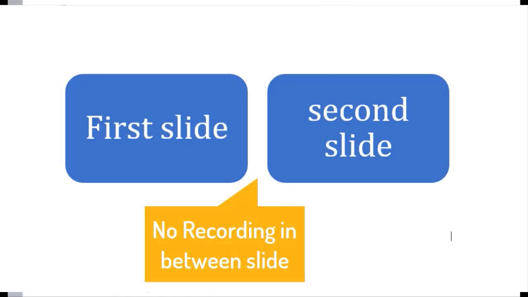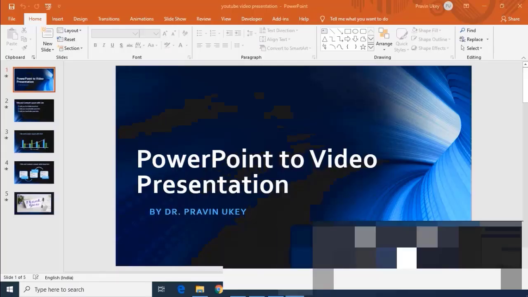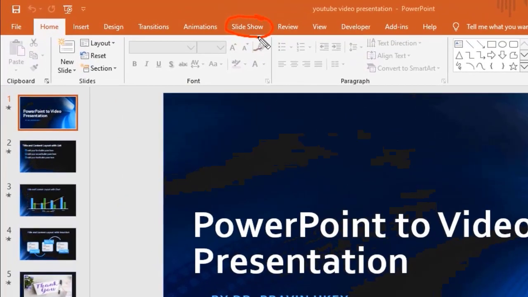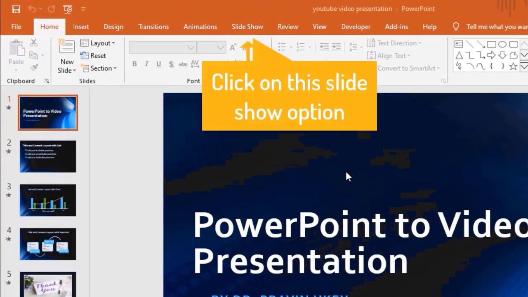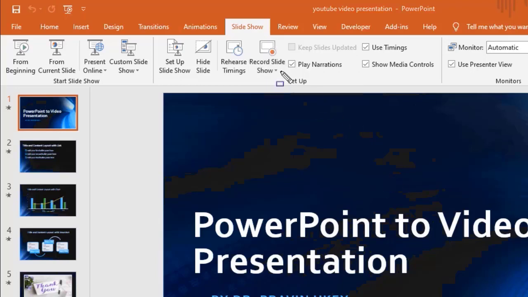Now, the very important thing to remember here is that whenever we are recording with the PowerPoint, we are recording the PowerPoint presentation on the slides only. So to convert the PowerPoint to a video, we should remember that whenever we are talking, we should talk on the slides only. For that purpose, we need to go here to the icon called Slide Show. When I click on the Slide Show, you will find an option called Record Slide Show.